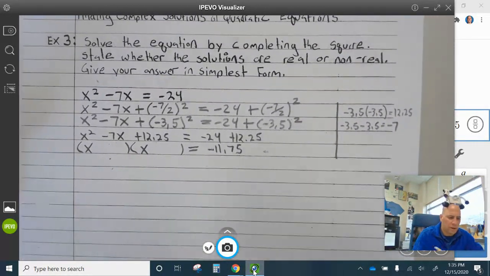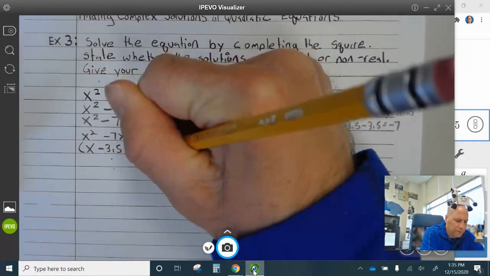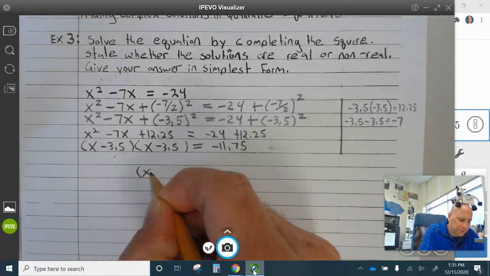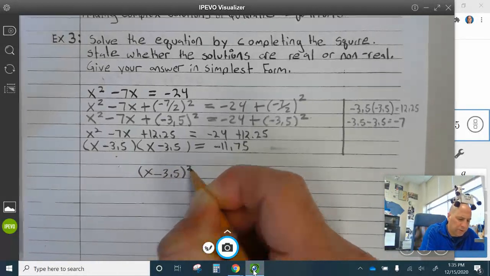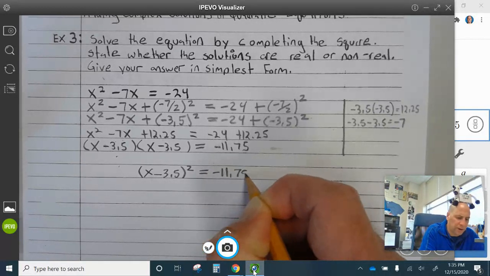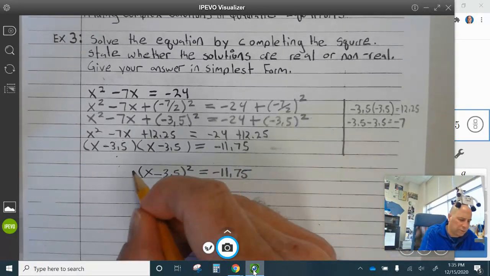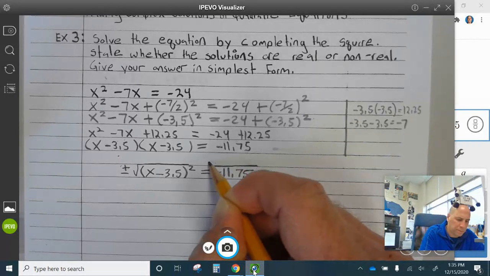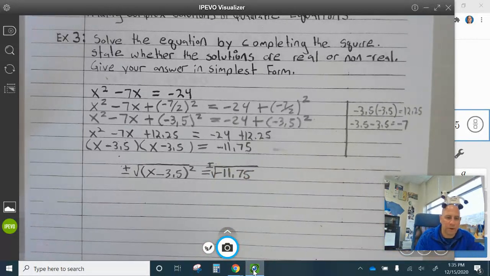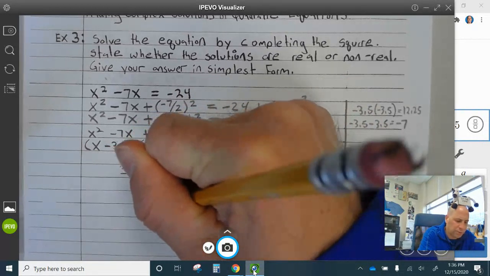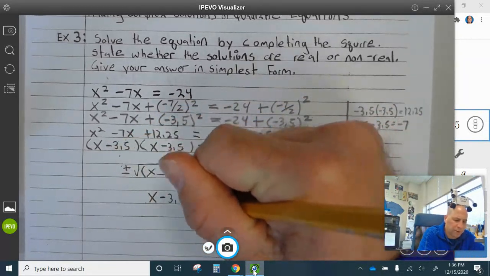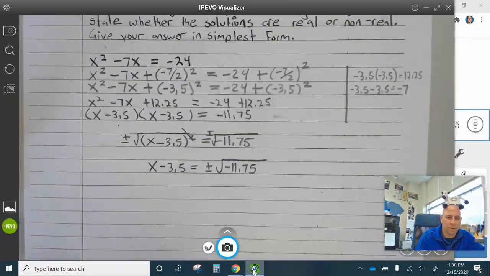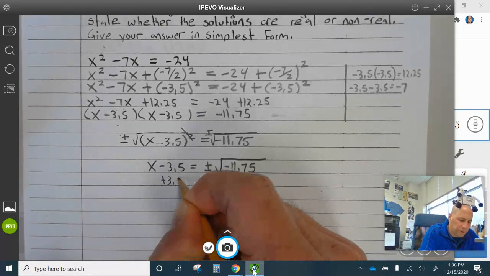All right. X minus 3.5, X minus 3.5. Okay. So then this is X minus 3.5 squared equals negative 11.75. Well, take the square root of both sides, plus or minus. All right, so then that cancels. You're left with X minus 3.5 equals plus or minus the square root of negative 11.75. Well, we add 3.5 to both sides.